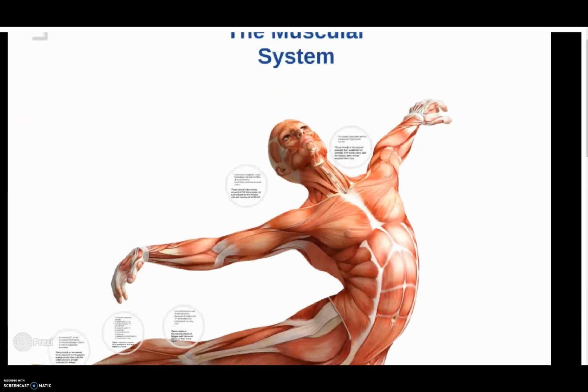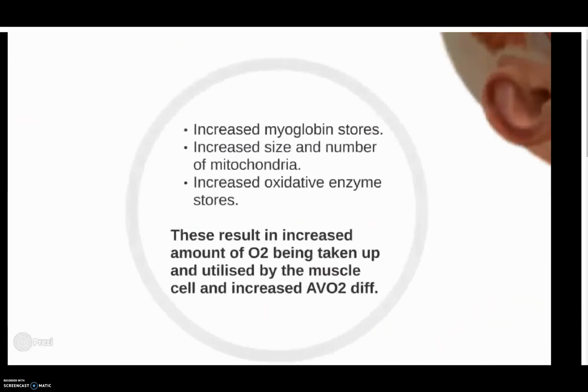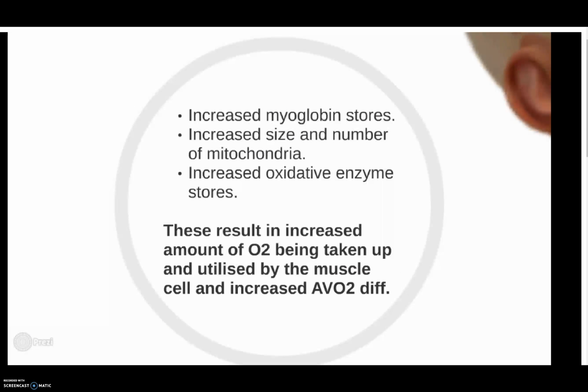If we look at the muscular system, the changes here are associated more with the ability to use oxygen. So we get an increase in myoglobin stores, and myoglobin is similar to hemoglobin in that it carries oxygen, but it does this inside the muscle cell. It attracts oxygen out of the bloodstream, which attaches to myoglobin, and then the myoglobin transports it to the mitochondria. And the mitochondria is the aerobic ATP factory, if you like, of the muscle cell.